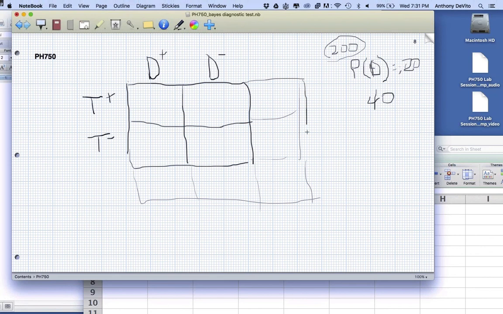So the total number of people in this sample is 200. I'm assuming, for the purposes of our calculations, that the prevalence is 20%. So that would mean 40 people have the disease or are nickel sensitive. That would mean 160 people out of the 200 don't have nickel sensitivity.